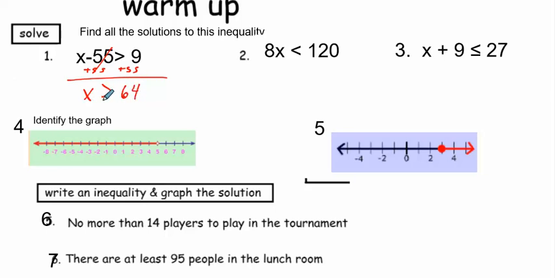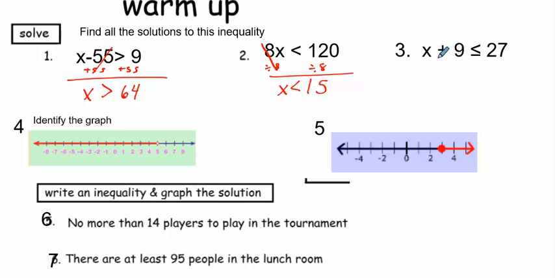So that means that any number that I plug in here, as long as it's greater than 64, would be a true statement. Okay, let's go to the next one. Remember, if the number is right next to the variable, that is a multiplication problem. So the opposite of multiplying by 8 would be to divide each side by 8. Divide by 8. These will cancel out, so I'm left with x. Bring down your sign, less than, and that is 15. So x has to be greater than 15. Oh, sorry, that's less than. x has to be less than 15.